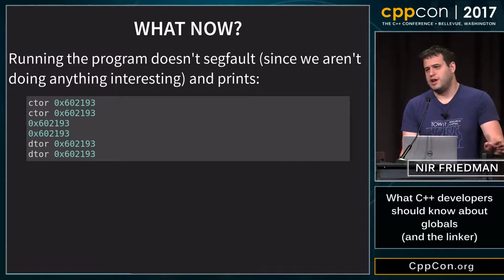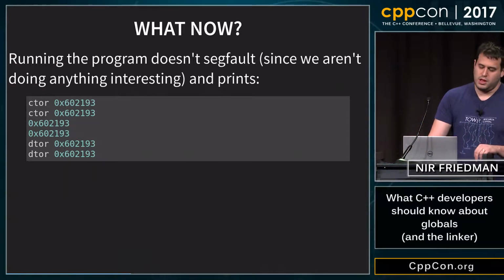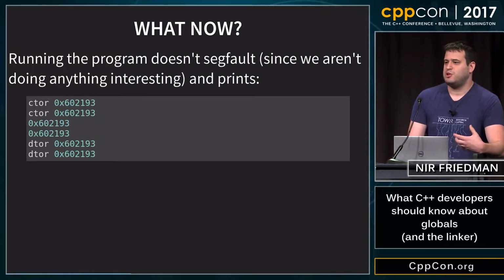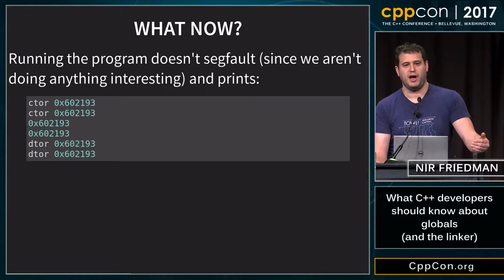Okay, so we're not doing anything interesting anymore, like allocating memory, so we don't segfault. But here's what the program prints out. One expectation might have been that you'd have 2 copies of the global, which was actually a very reasonable expectation, but it's wrong. There aren't 2 copies of the global, but the constructor runs twice in the same spot, and then the destructor runs twice in the same spot.